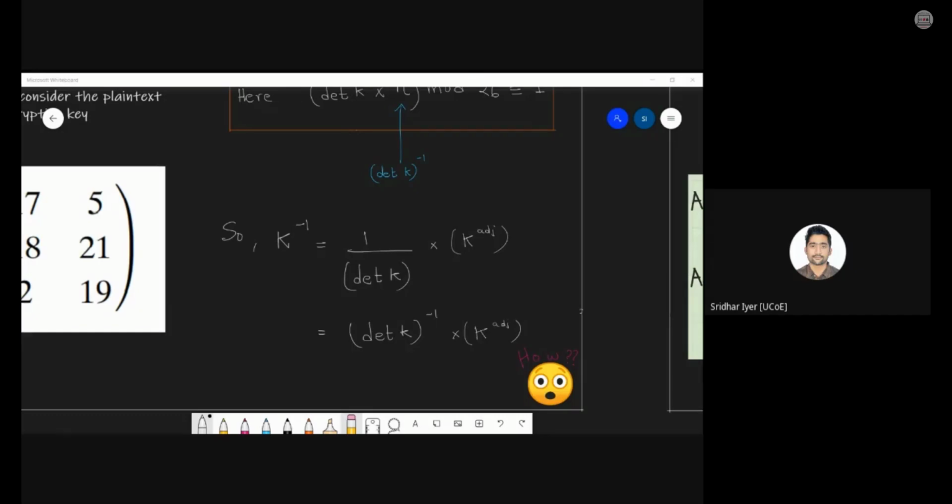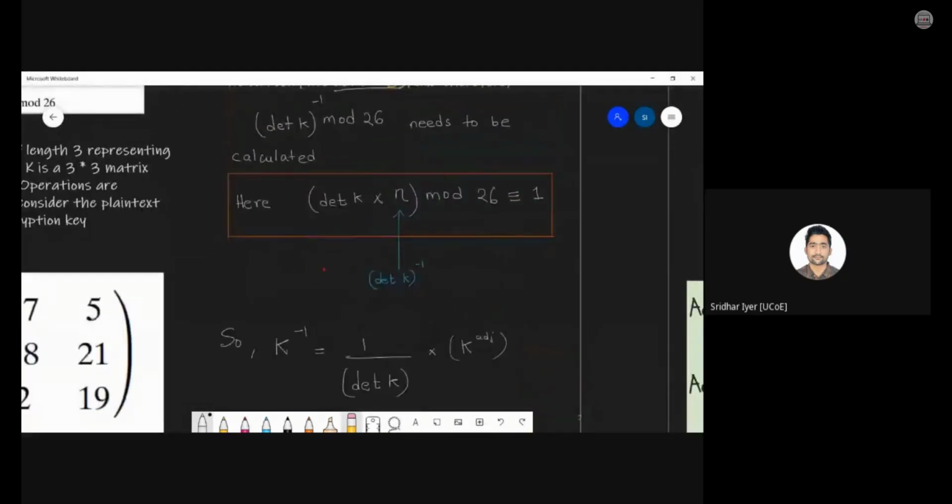This was there in your syllabus. You must have studied it. Yeah, it was there. So I just fetched this particular formula from your books only. So you can't deny that we haven't done this. Okay. So this is one of the formulas, determinant K inverse into K adjugate or K adjoint. Fine. So this is the main need.